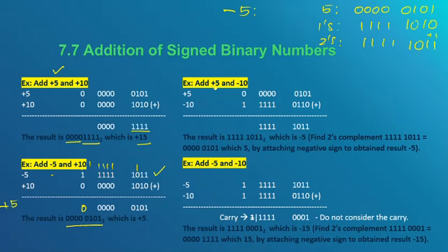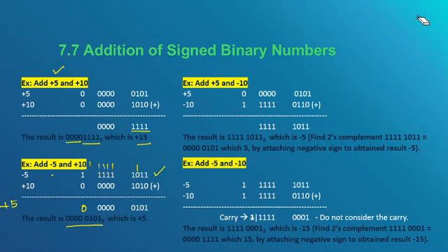So next thing is I'm going to add plus 5 and minus 10. So first we will find out what the 2's complement of 10 is. So 10 will be 0 0 0 0 1 0 1 0.